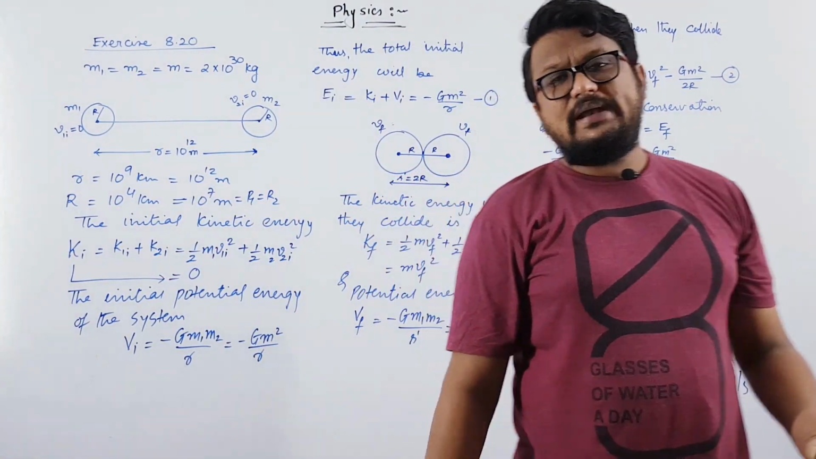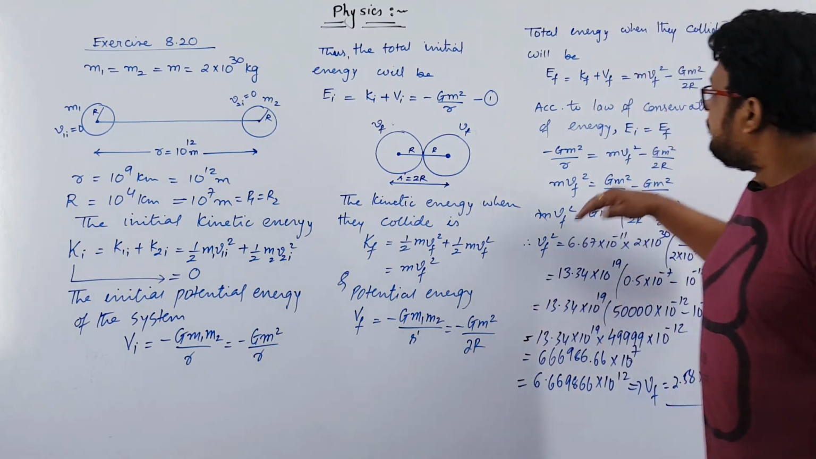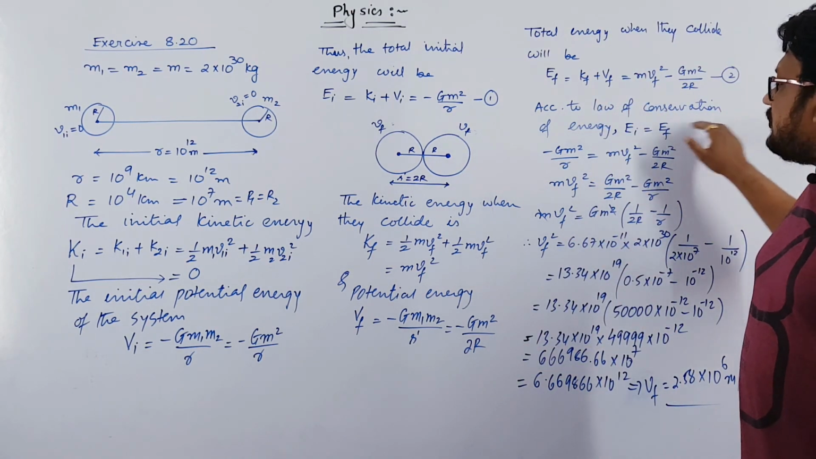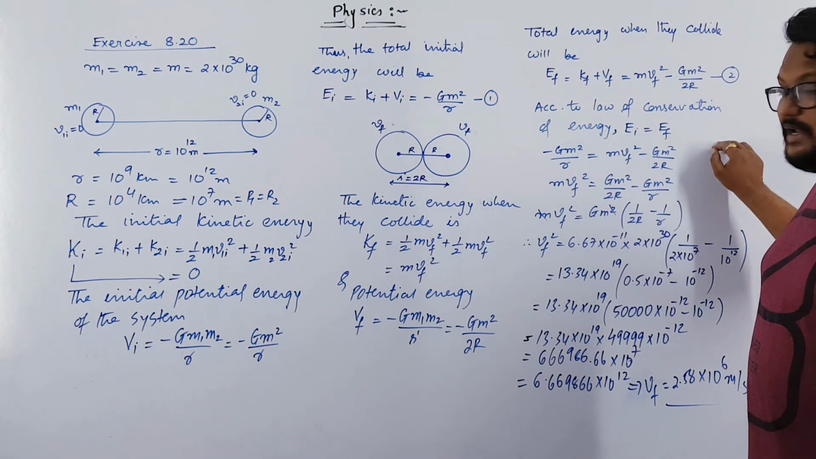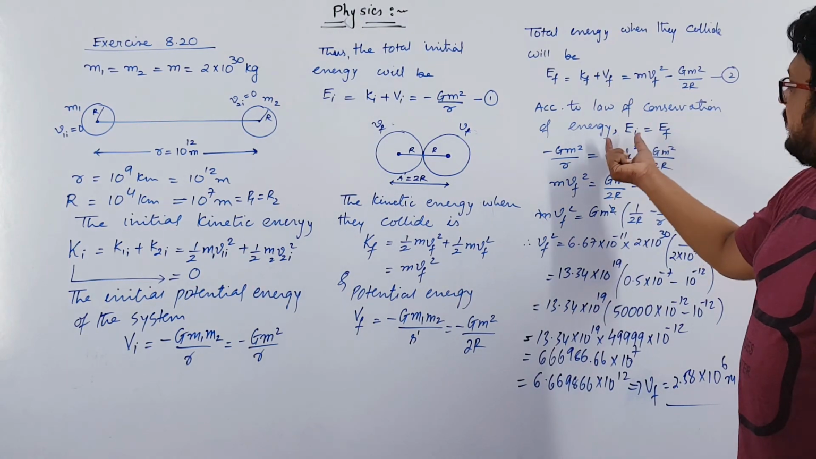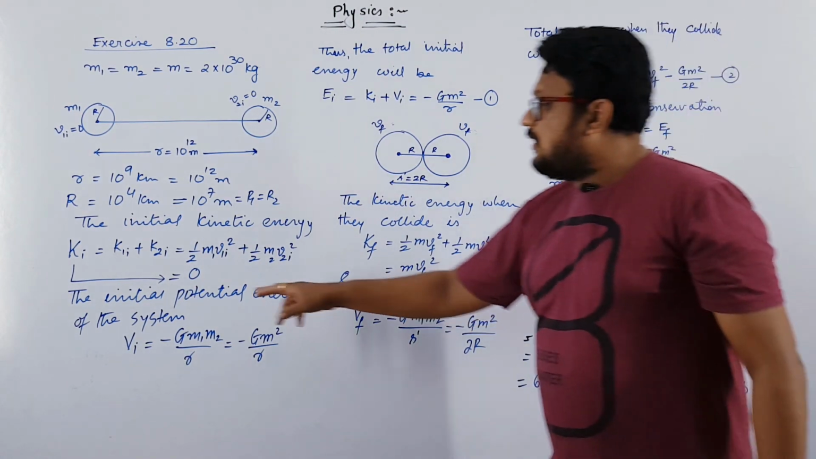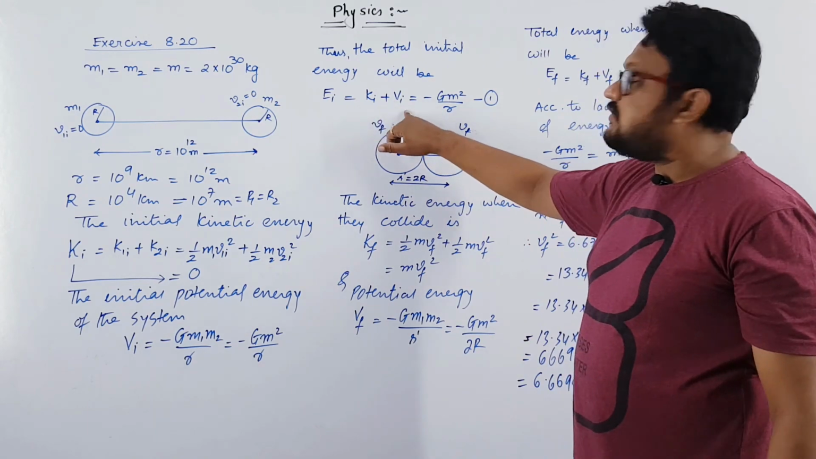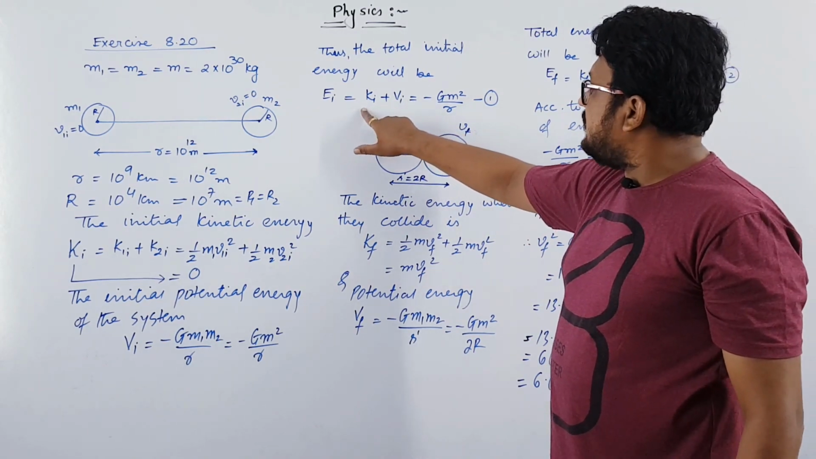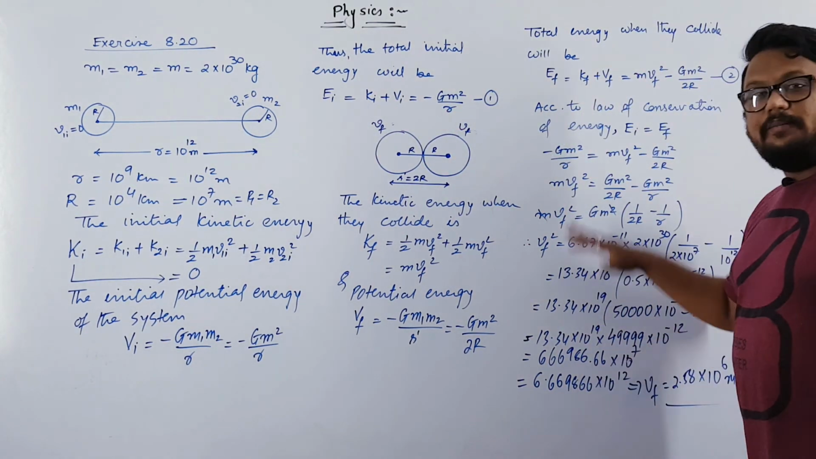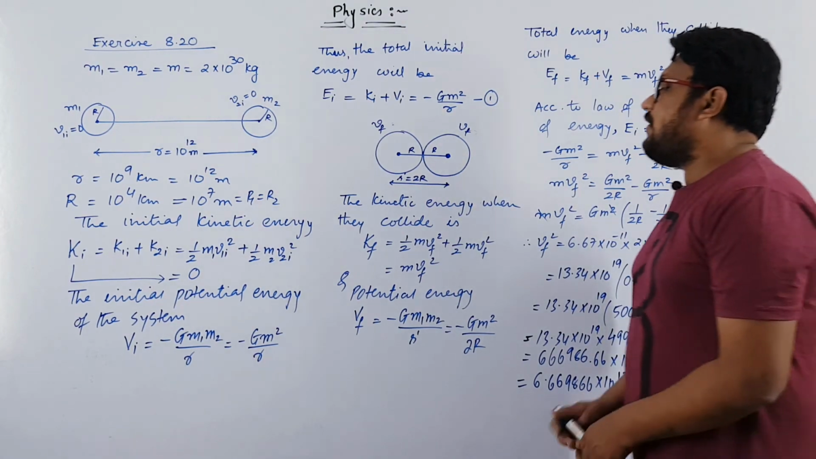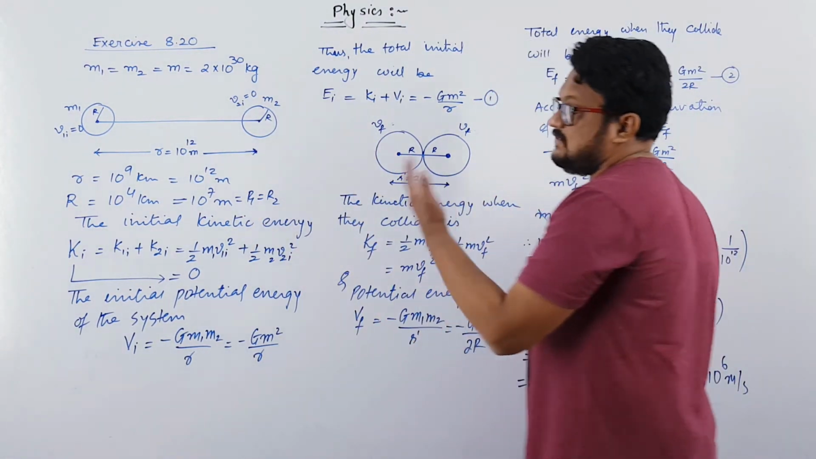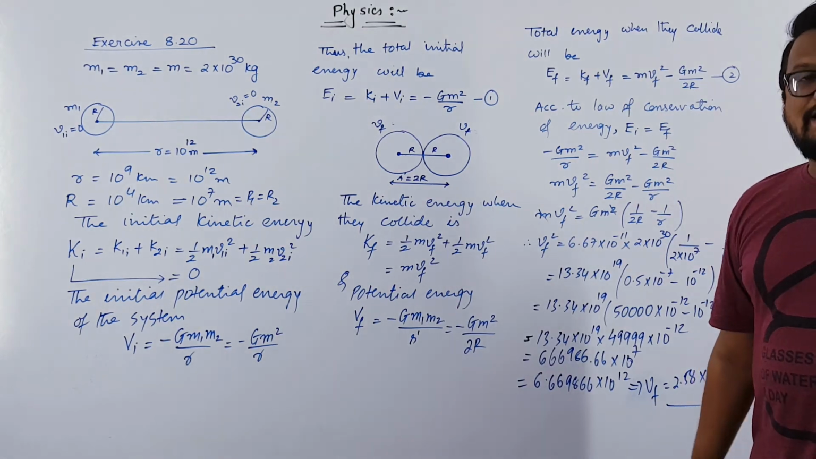You can do it in a different way also. Directly you can start with this thing. According to law of conservation of energy, the total energy will be EI equal to EF. Then what is EI? EI is KI plus VI. Then what is KI? KI is 0 and this. So directly you can solve. But in this case, what we have done is we have separately solved for initial and final energy. You can solve it directly also.